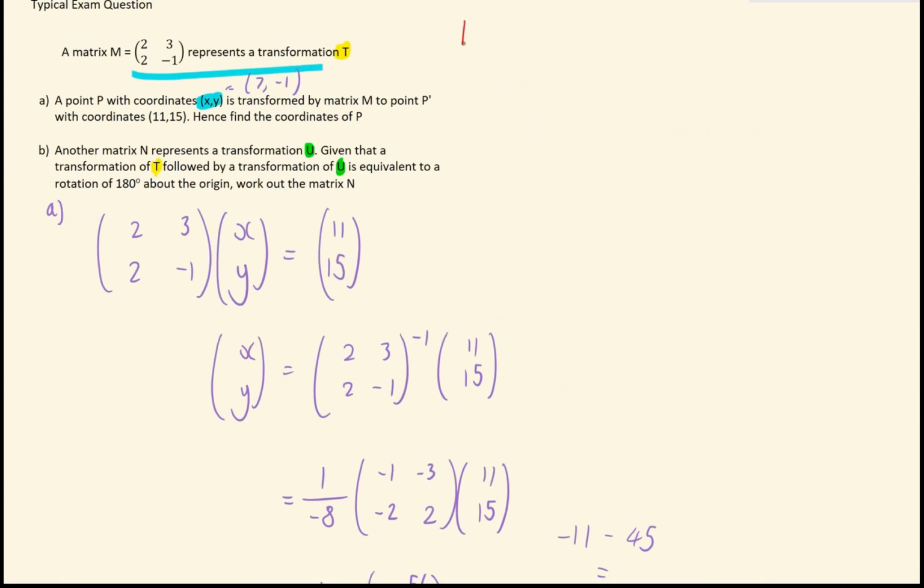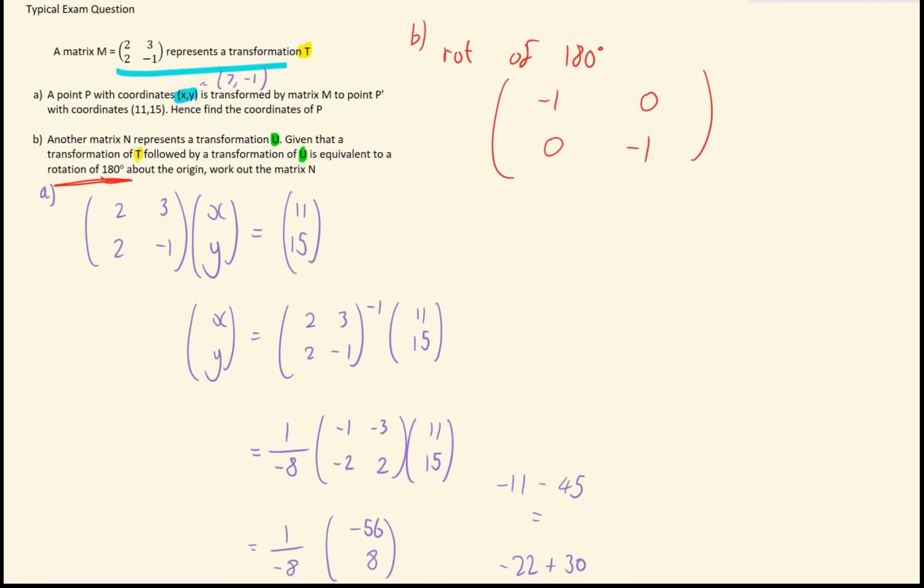First things first, we need to work out what this matrix is going to be. So we want a rotation of 180 degrees. That is going to be cos 180, minus sine 180, sine 180, and cos 180. So sine 180 is going to be 0, and cos 180 is minus 1. So this matrix here will be my rotation of 180 degrees.